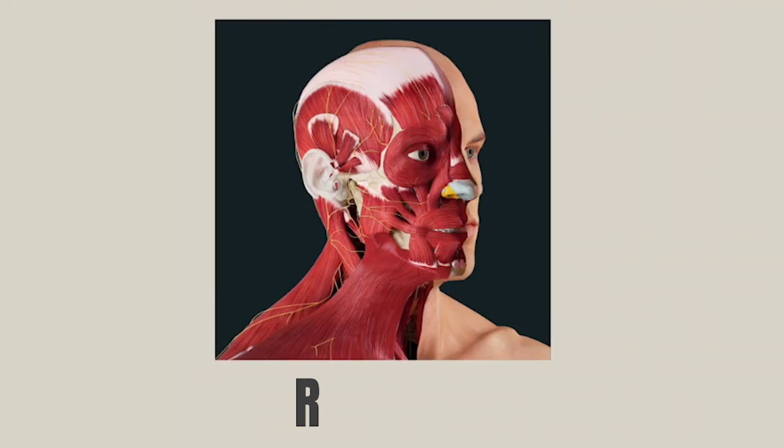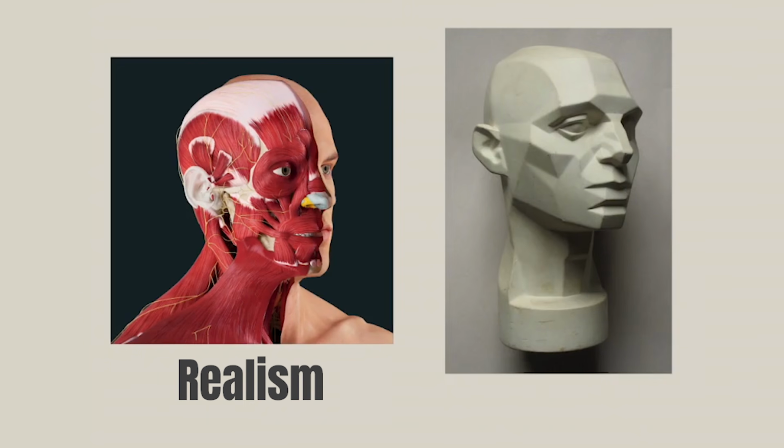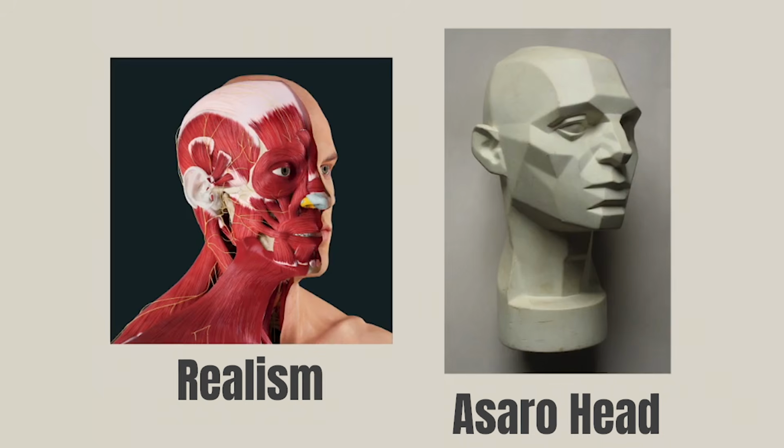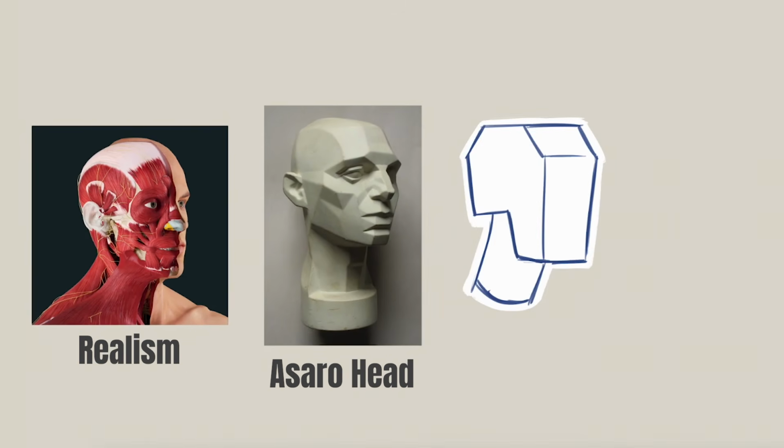So how do we work from big to small and become a professional at drawing heads? Well, as an artist, we don't need to strive for realism or be anatomically correct. We just need to persuade the audience that we're drawing something that looks like a head. And that's done by simplifying. This is realism. This is a form called the Asaro head we can use to guide our drawing decisions. But we can make it even simpler by using this.